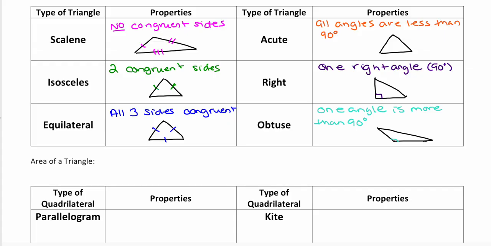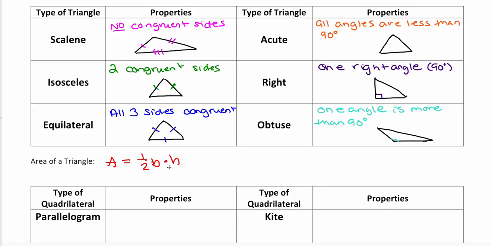Now the last thing we're going to look at for triangles is the area of a triangle, because you do need to be able to find area and perimeter in coordinate geometry. Perimeter is adding up all the sides, so as long as you know all the lengths, you can find the perimeter. The area of a triangle is A equals 1/2 times base times height. B is the base of the triangle, and H is the height.